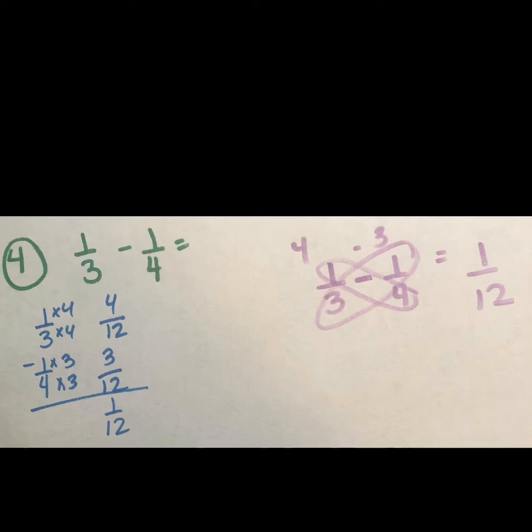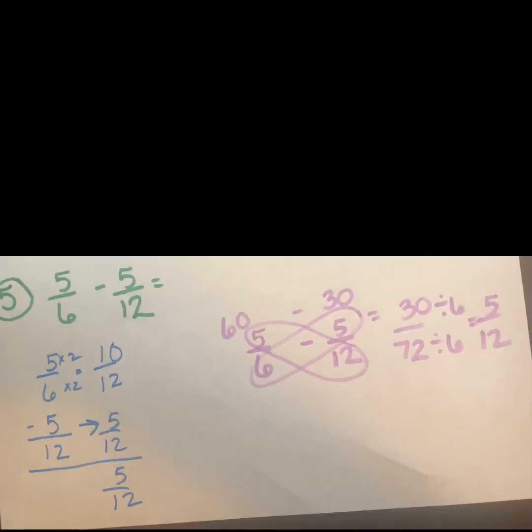This one's very similar on butterfly method. Cross multiply. 4 times 1 is 4. 3 times 1 is 3. Subtract. 4 minus 3 is 1. And the denominator is 12.